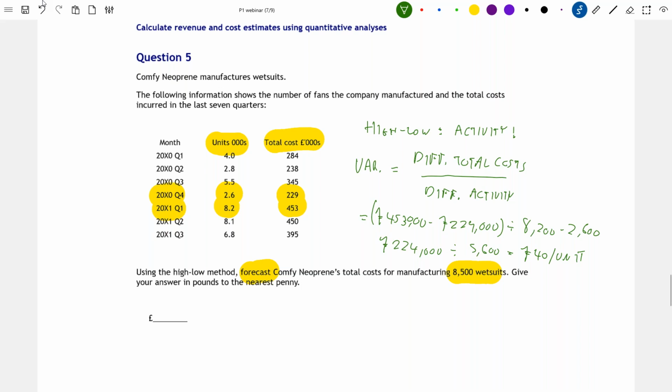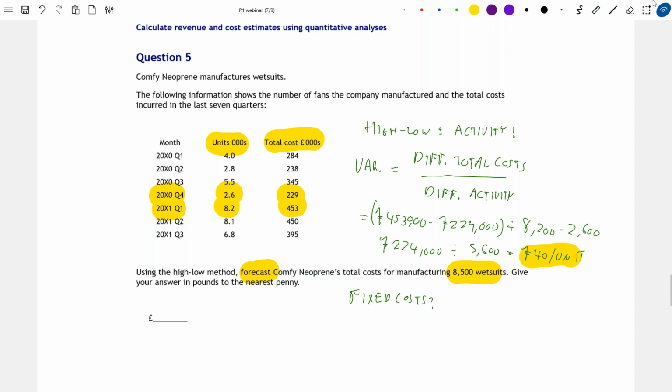So the reason why this works is because we're just averaging out our variable costs based on the difference in the cost per unit, as we assume that the rise in costs between these two periods have chiefly occurred because of the difference in the variable costs. So if our variable costs are £40 per unit, what about our fixed costs?